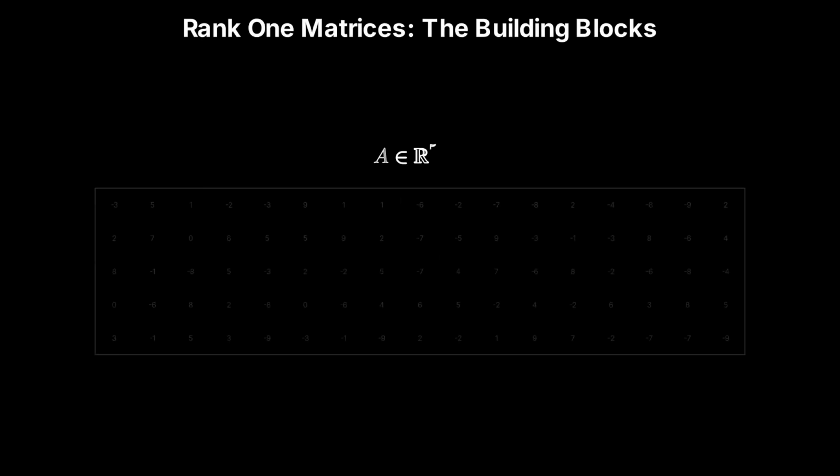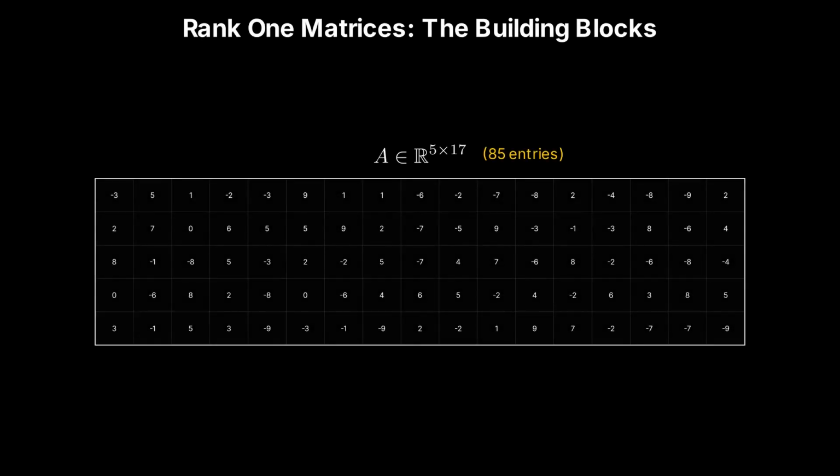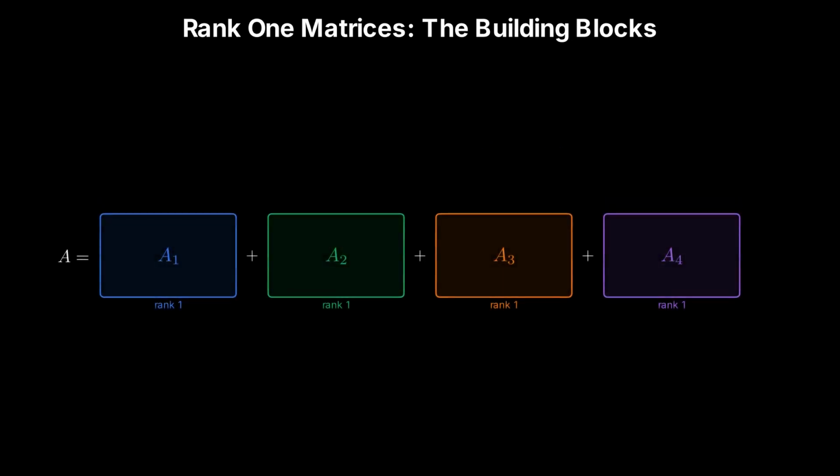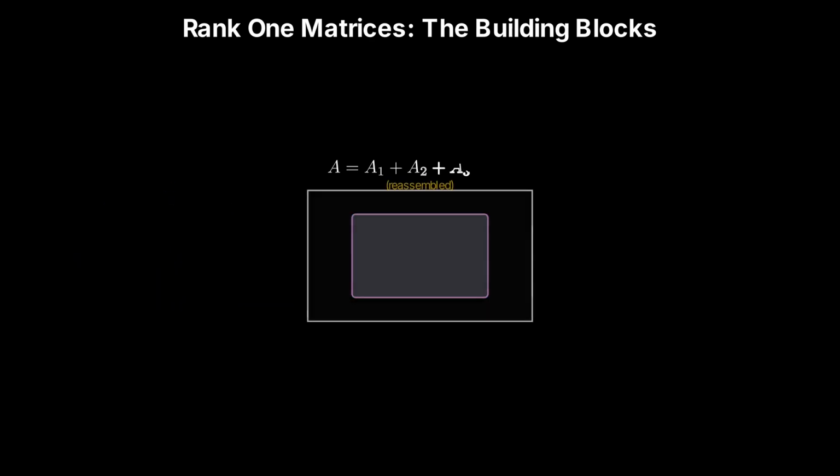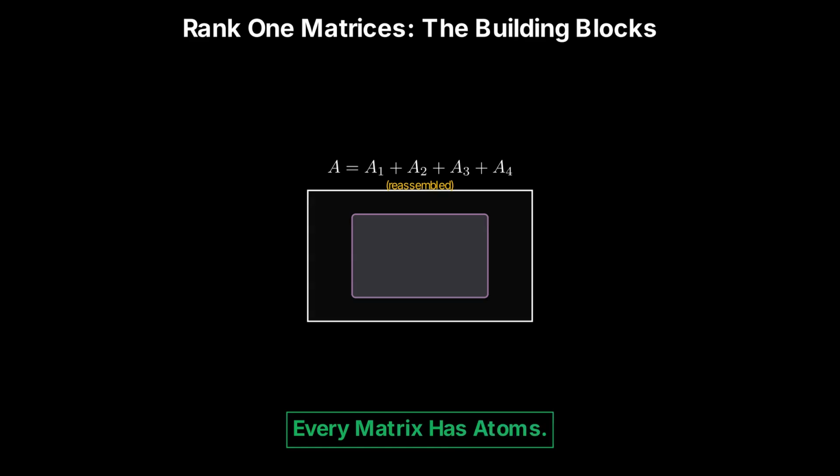This matrix looks complicated. 85 entries, 5 rows, 17 columns, but the entire thing is nothing more than 4 simple pieces added together. Each piece is built from a single column vector and a single row vector. These pieces are called rank 1 matrices, and they are the atoms of linear algebra. Every matrix, no matter how large, is a sum of these atoms.